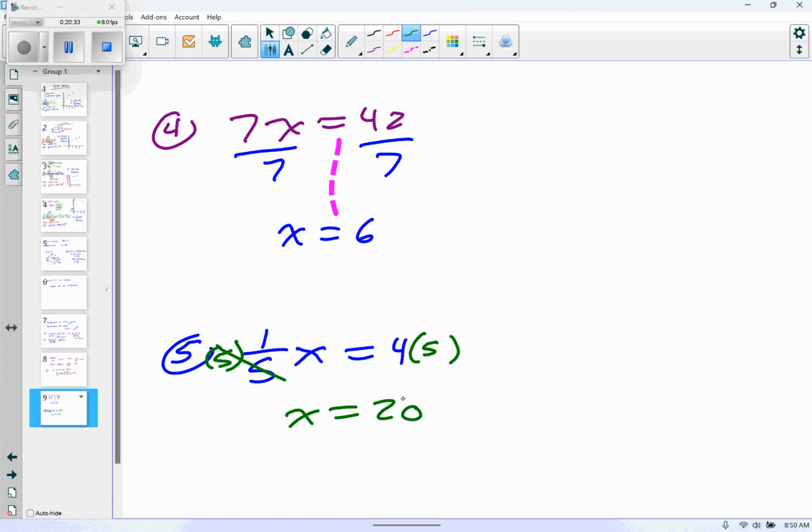All right, so your homework for tonight, and you have the rest of the class to work on this, is going to be page 101 and 102. So take a look at that, give it a good shot, and we will take a look at that tomorrow.